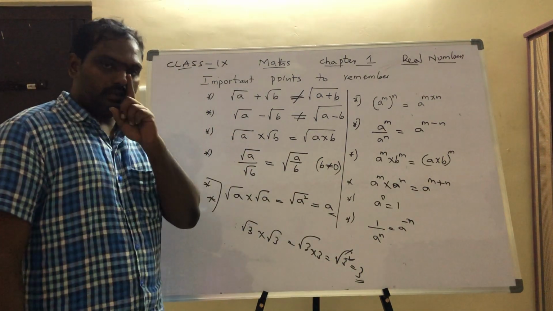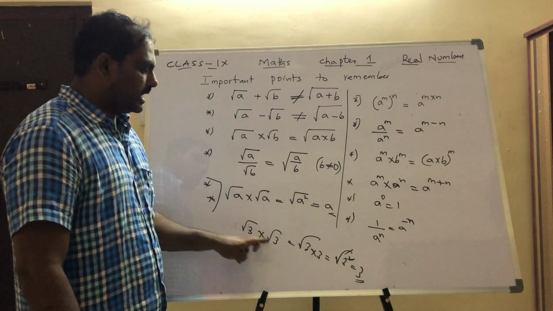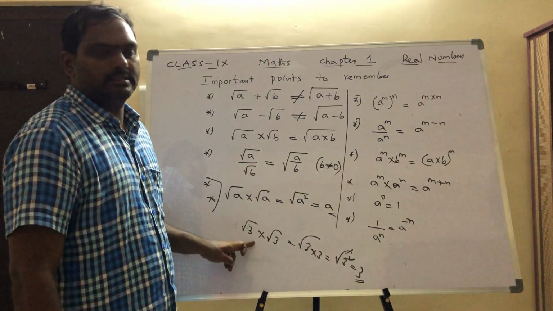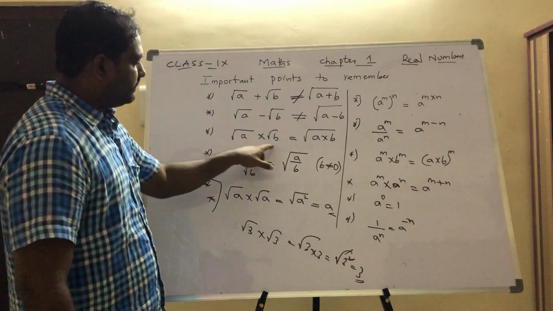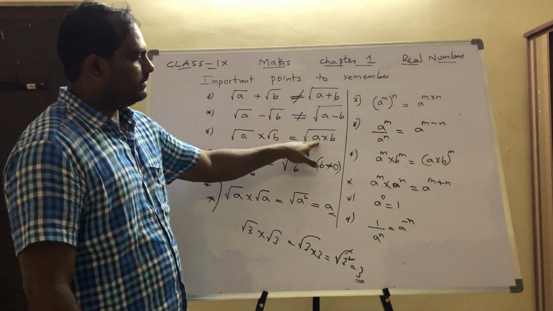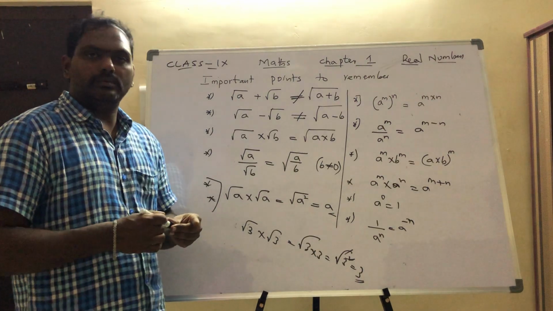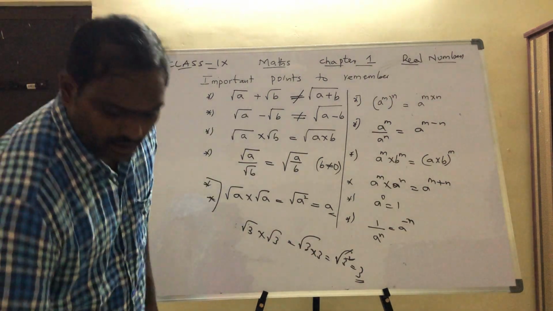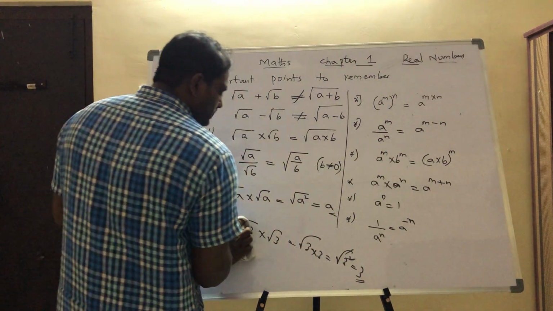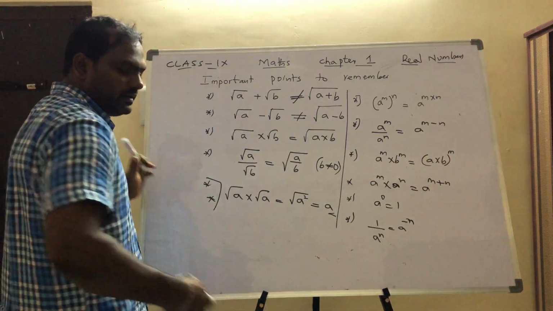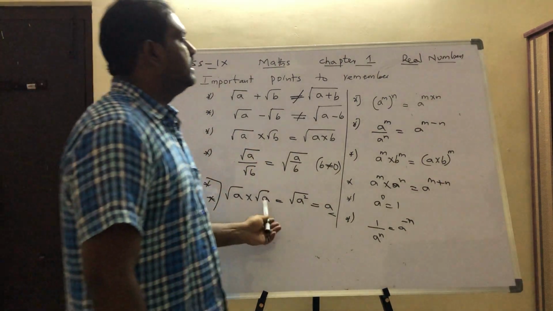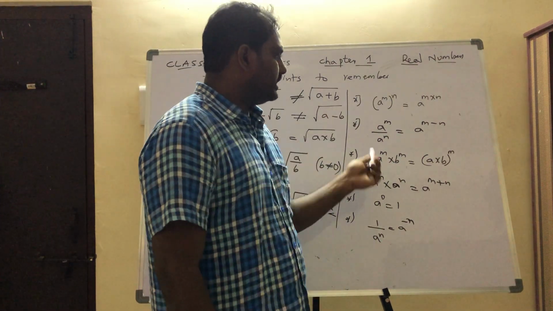This is possible only when both are the same numbers, that means root 3, root 3, root 5, root 5. But if they are different, square root of a into square root of b, we have to write square root of a into b. Okay? So these are the 5 points to remember. Some more points we can get while we are doing the sums. I will explain this.